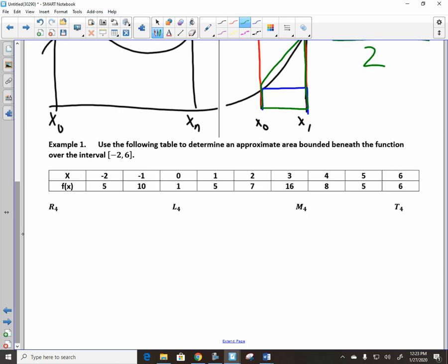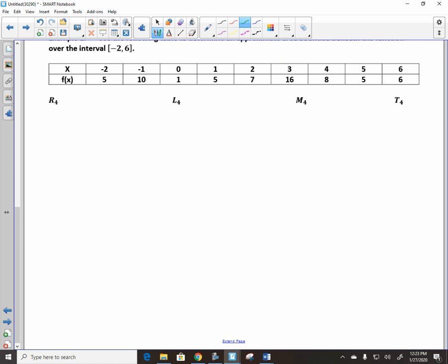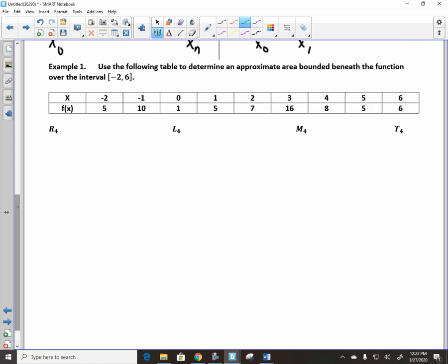So let's try some examples and stop with the notes and start to figure this out. Here we're given a table that says use the following table to determine the approximate area bounded beneath the function over the interval -2 to 6. And these are the notations that you will see. This means right hand with 4 subintervals, left hand with 4, midpoint with 4, and trapezoidal with 4 subintervals.